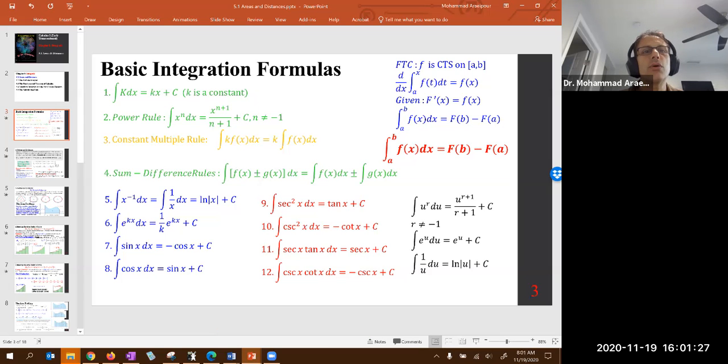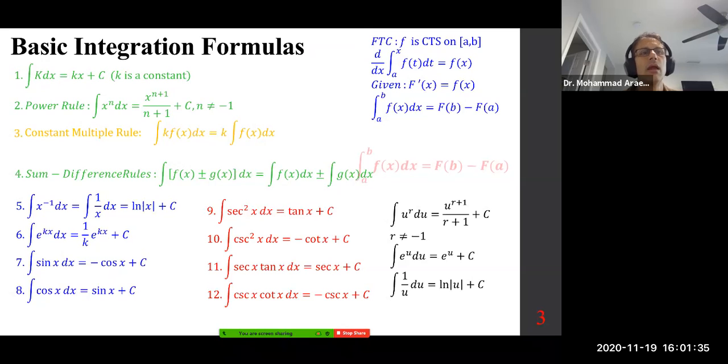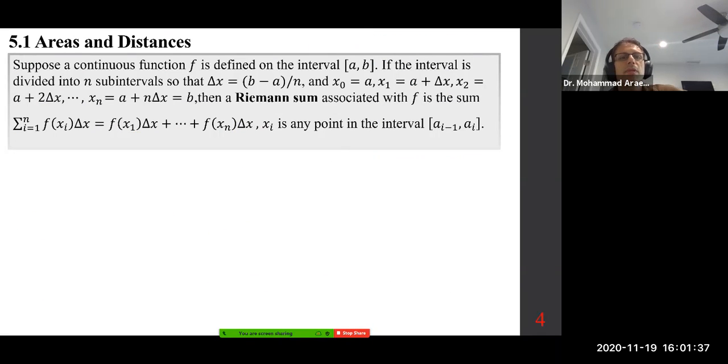Okay. So let me give you the synopsis of the section. This is called a Riemann sum. Suppose a continuous function is defined on the interval of a to b. It's a closed interval. And if the interval is divided into n subintervals, delta x can be calculated as b minus a over n. X sub 0 is a, x sub 1 is a plus delta x, so on and so forth. Then the Riemann sum is as follows.